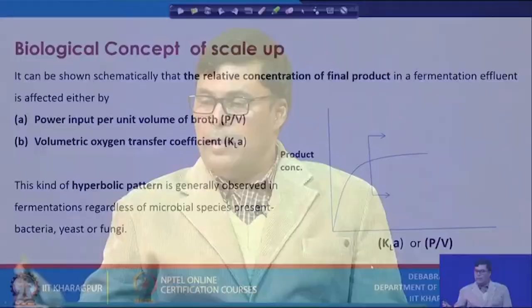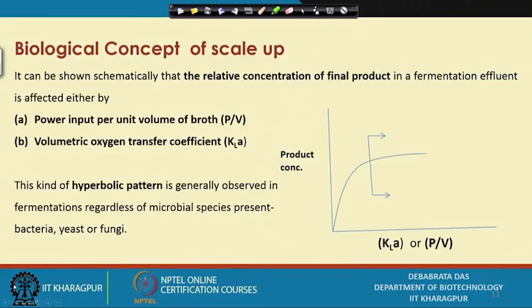Now, another very important factor is the biological concept of the scaling up of the process. What is the biological concept? As your input power per unit volume increases, it increases the KLA value. What is the KLA value? KLA is the volumetric mass transfer coefficient. Here you see that KLA value, volumetric mass transfer, is against the P by V ratio.